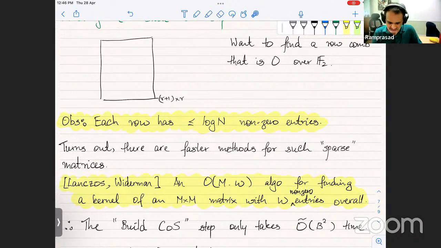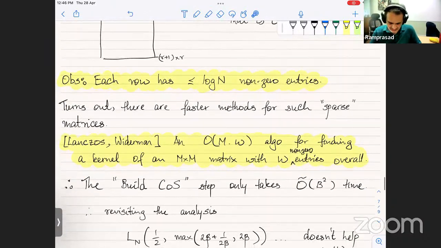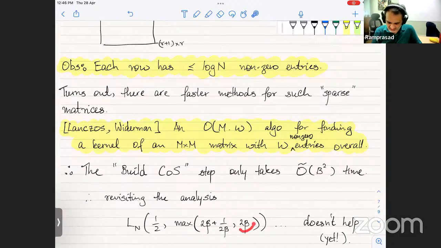Let's just take this for granted and plug it into the algorithm that we had earlier. If you revisit the analysis, instead of the 3 beta that we had, it's now going to become 2 beta.